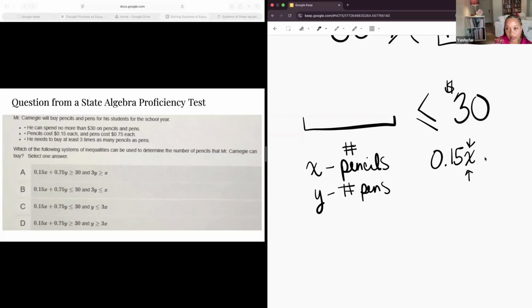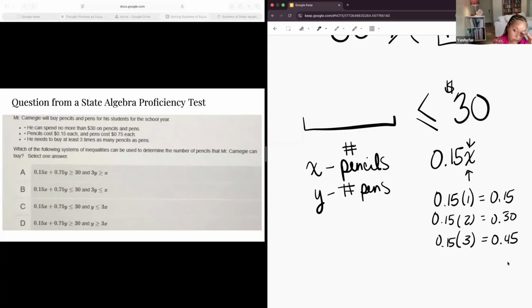So let's just do the math. If he bought one, we will be putting one in there. He'd spend 15 cents. If he bought two, he'd be spending 30 cents. Okay, and so on. If he bought three, he'd be spending 45 cents. So this is how you represent what's happening over time.